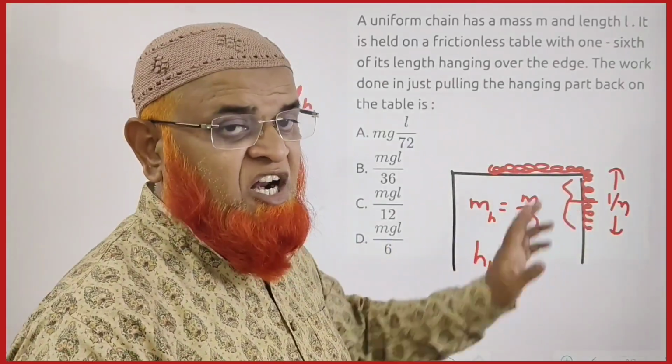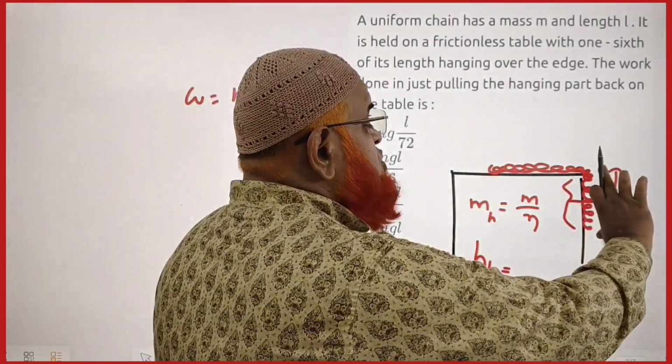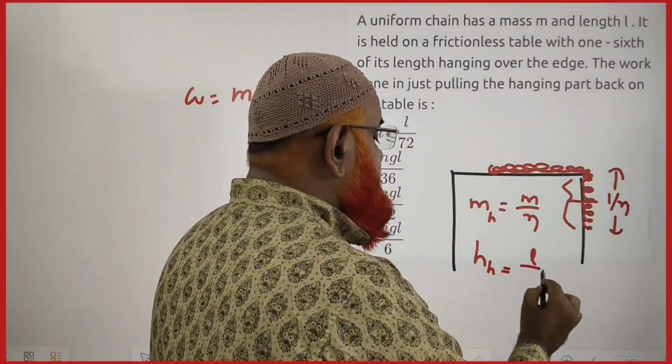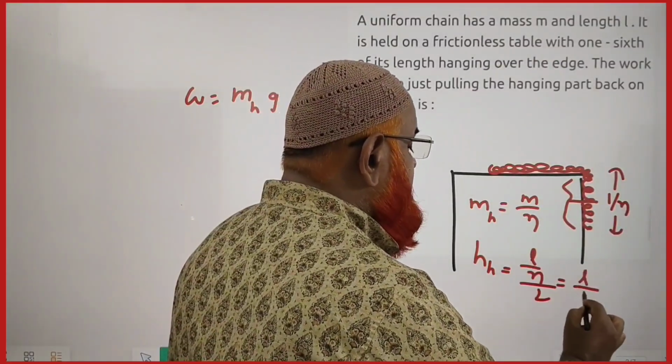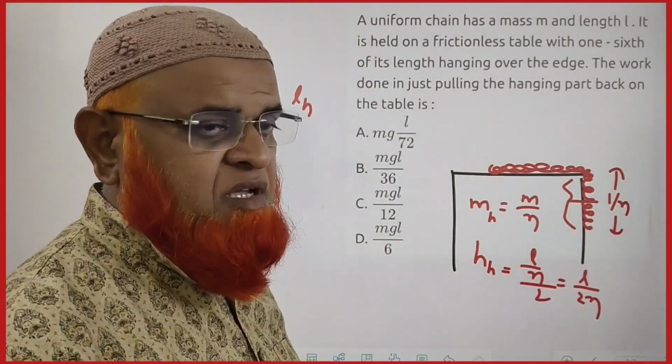उसका जो है हम center of mass लेंगे. Center of mass का मतलब ये जो है L by n है उसका आधा. So L by n divided by 2, which is nothing but L by 2n. ठीक है? Which is nothing but L by 2n.